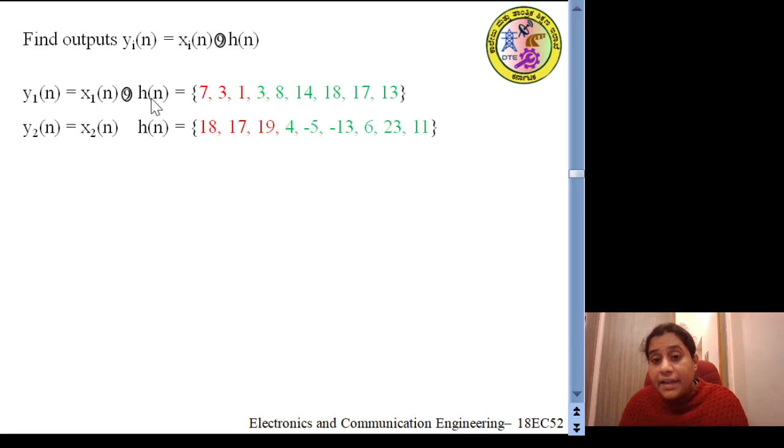Similarly, we will be finding the 9-point circular convolution of x2 of n with h of n, which we are going to get as 18, 17, 19, 4, minus 5, minus 13, 6, 23 and 11.